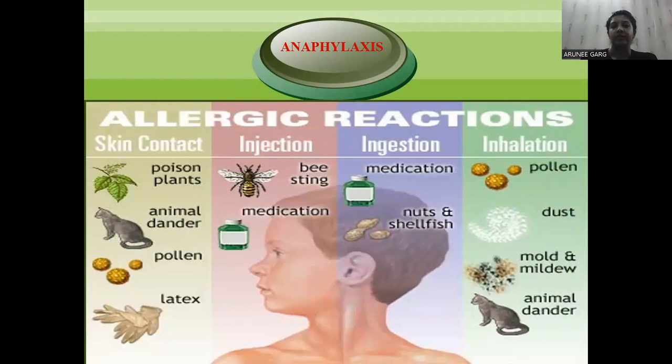So this is skin contact. This is a local anaphylactic reaction, like poisonous plants, animal dander, pollen, or latex gloves. Injection, which is systemic anaphylactic shock, is caused by a bee sting or a medication. Ingestion may cause an anaphylactic reaction like a medication or nuts and shellfish. And inhalation can cause it, like pollen, dust, molds, and animal dander. These are the modes by which an allergic reaction can be caused: skin contact, injection, ingestion, and inhalation.